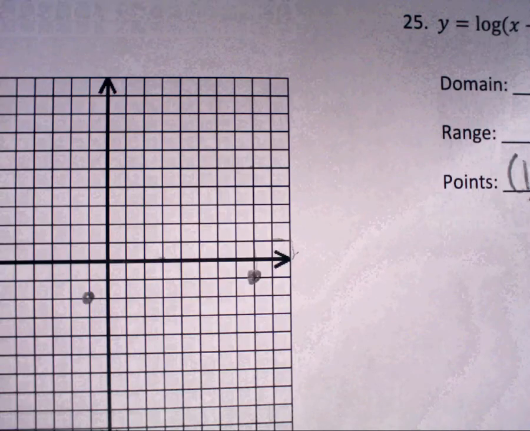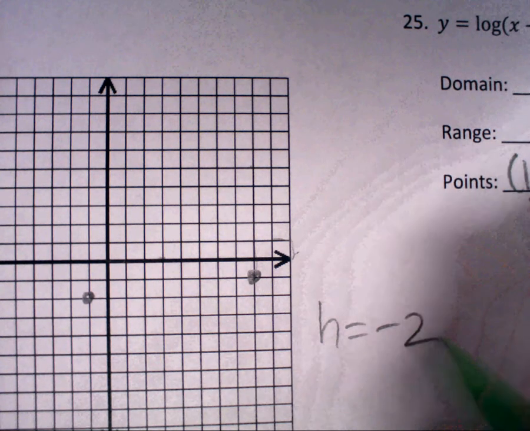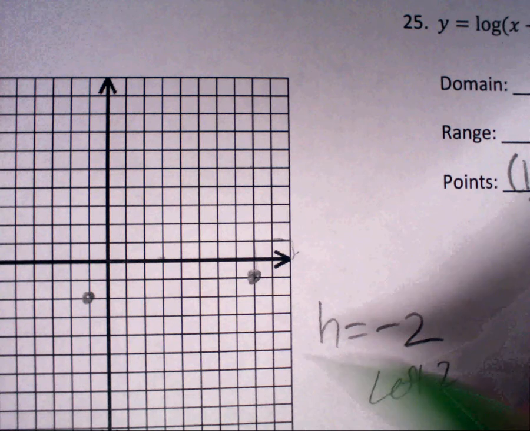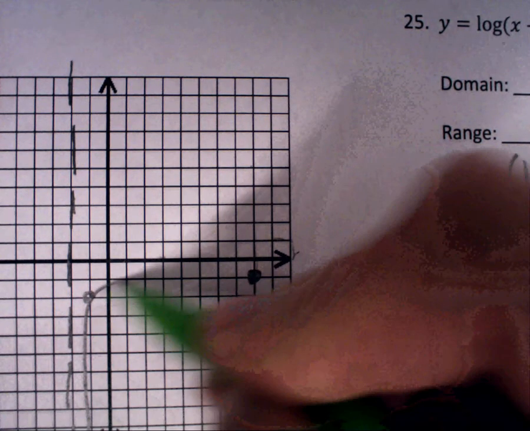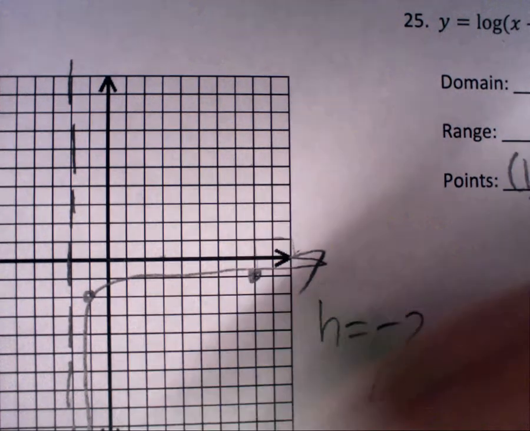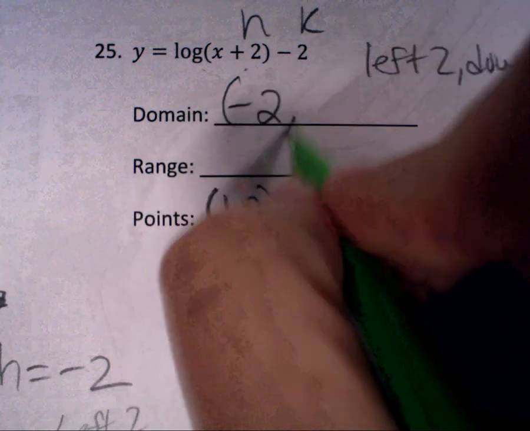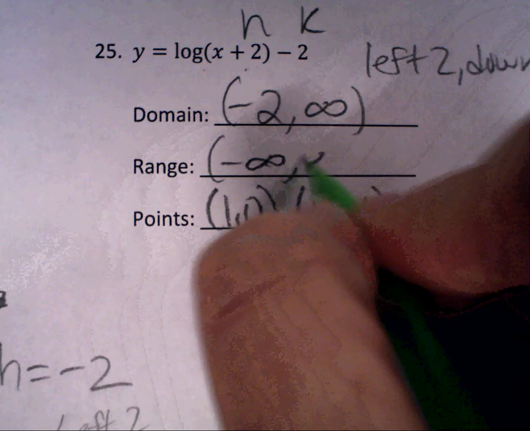Now I need to draw my asymptote. My asymptote comes from my h, and my h was negative 2 because it went left 2. So I draw in my asymptote at negative 2, a vertical line here. And there is my log graph. The domain goes from the asymptote to infinity, and range is negative infinity to infinity. Just like the front.